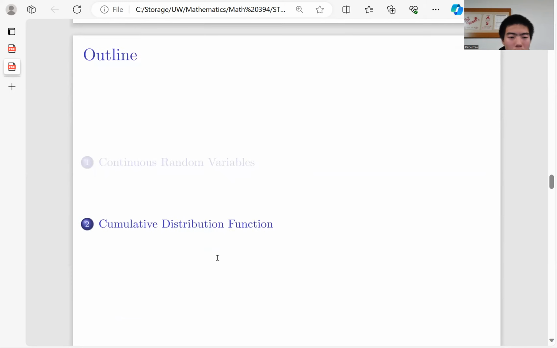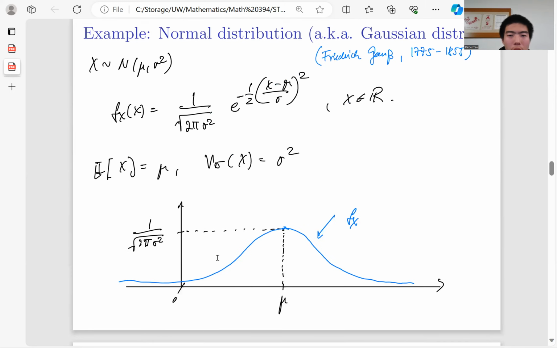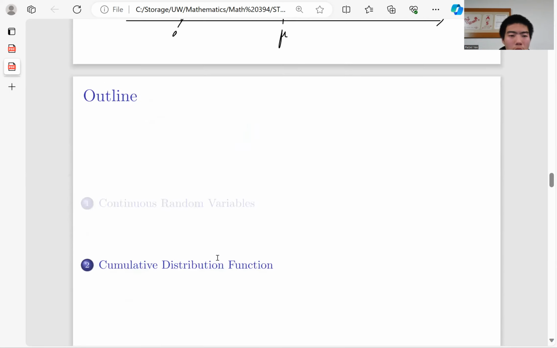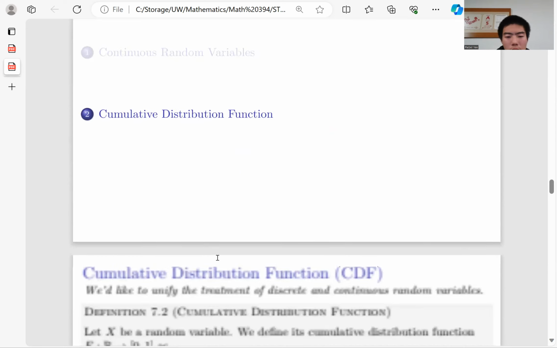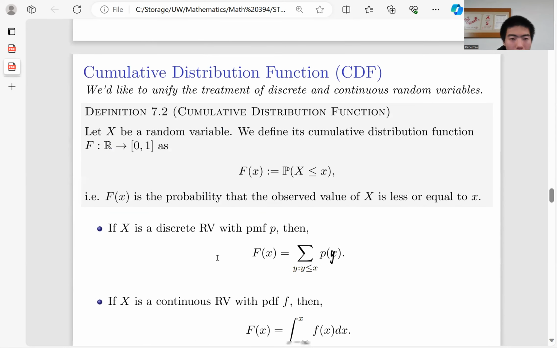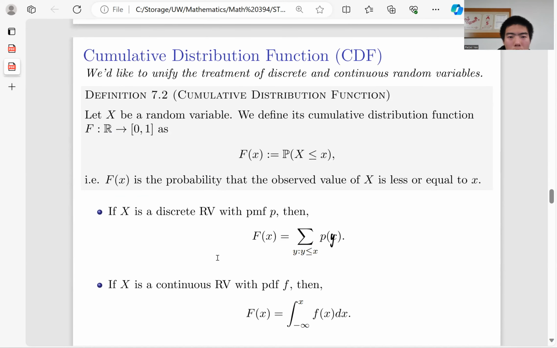So now I'm sure you are familiar with the definition of the probability density function for continuous random variables. So now we're going to move to another topic, which is the cumulative distribution function. The cumulative distribution function is based on the probability density function.